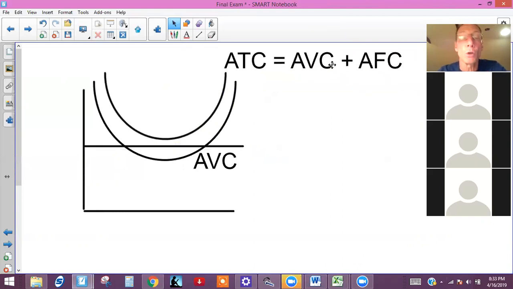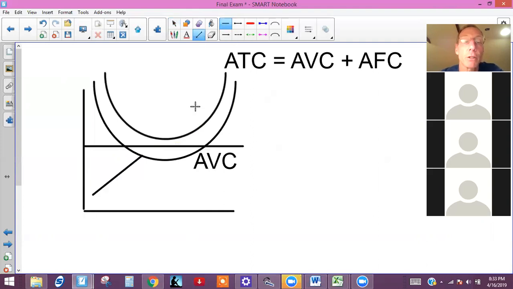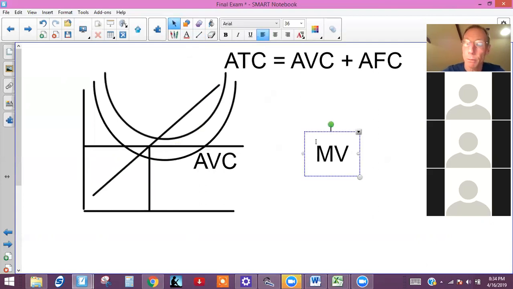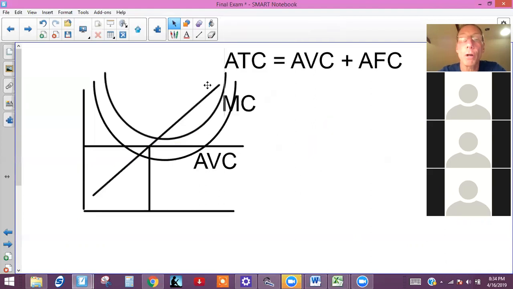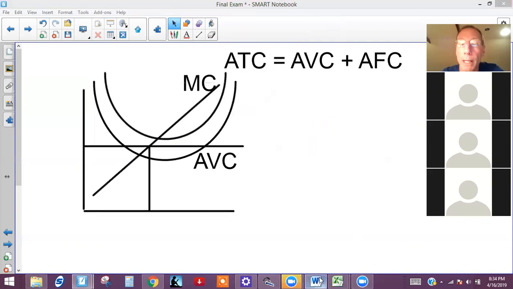Now, when the price is here, and let's just draw the marginal cost curve as a straight line, it's easier. Let's just call it that, right? And so they're going to produce right here, aren't they? Where marginal cost, and I'll call that marginal cost, equals price, okay?